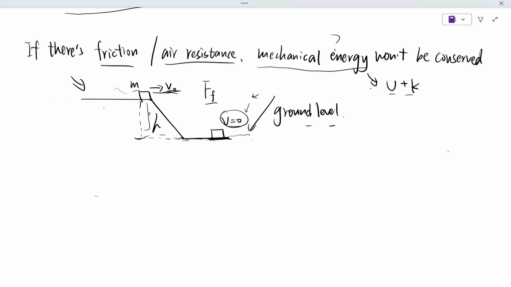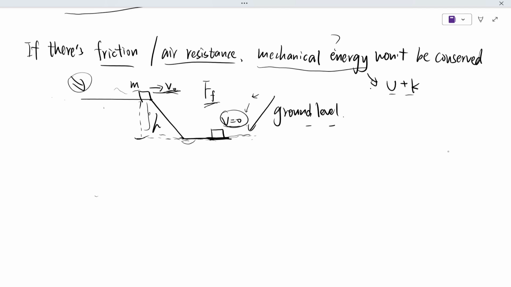Let me give you this scenario. An object with mass m is h above the ground, and it's moving at an initial speed of v naught, and it's sliding down the slope. After it slides down the slope, it will move along the horizontal track over here and eventually come to a stop, which means there's friction, right? So how do we write the equation of conservation of energy here?